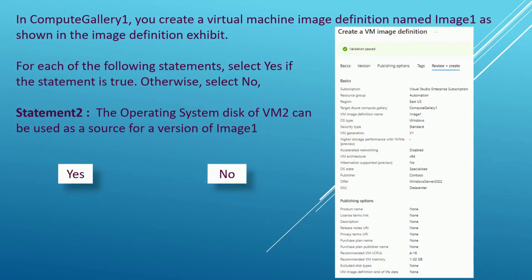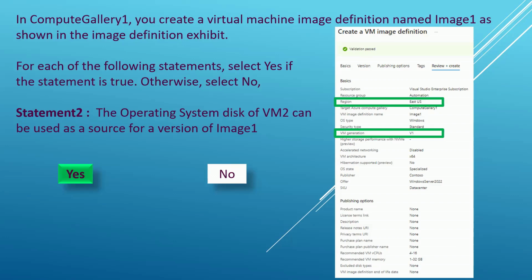Let's look at the second statement. The operating system disk of VM2 can be used as a source for a version of image 1. The statement is correct, as both the VM generation and the one in the VM definition match. Also, the VM definition and source region match. That is why I was telling you that you need to focus on the values selected in the VM image definition and when creating the compute gallery.